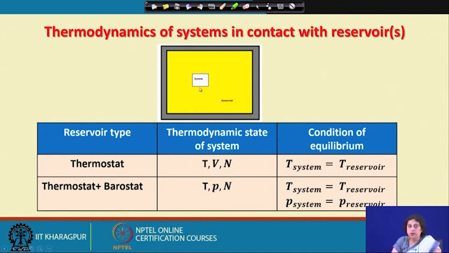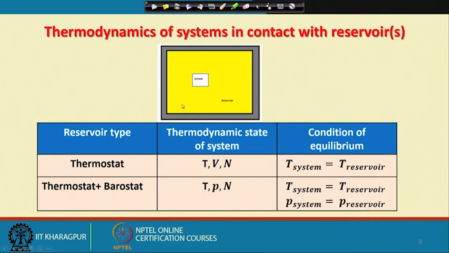So, if this wall is diathermal, rigid and impermeable, then the reservoir can be taken as a thermostat. Under this condition, as I have already mentioned, the equilibrium thermodynamic state of the system will be given by temperature, volume and the number of particles, and the condition of equilibrium is that the temperature of the system is equal to the temperature of the reservoir.